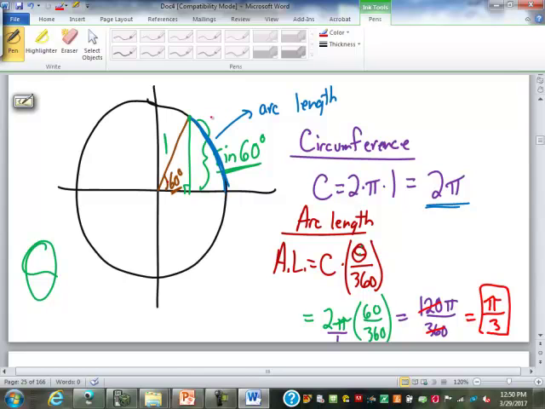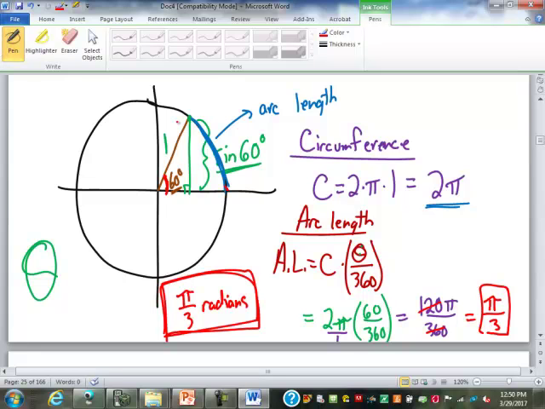That is defined to be pi over 3 radians. That is an alternative way of expressing an angle by putting it in radians instead of degrees. So a 60-degree angle is equivalent to pi over 3, or 1/3 pi radians, because the arc length on the unit circle that is defined by that 60-degree angle has a length of pi over 3, or 1/3 pi.